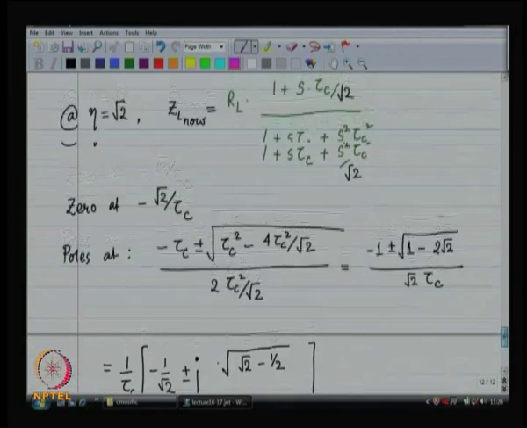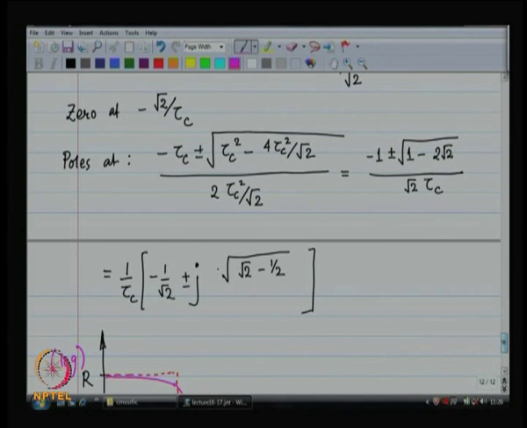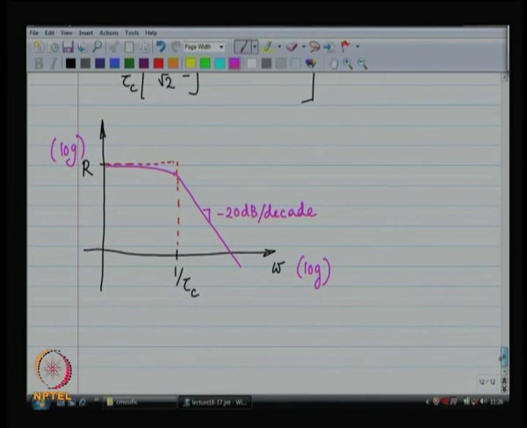Now, what has happened is you've got a 0. Where is your 0? You have a 0 at a frequency which is a little more than 1 by tau c, root 2 times more than 1 by tau c. So, you have got a 0 frequency right over here.